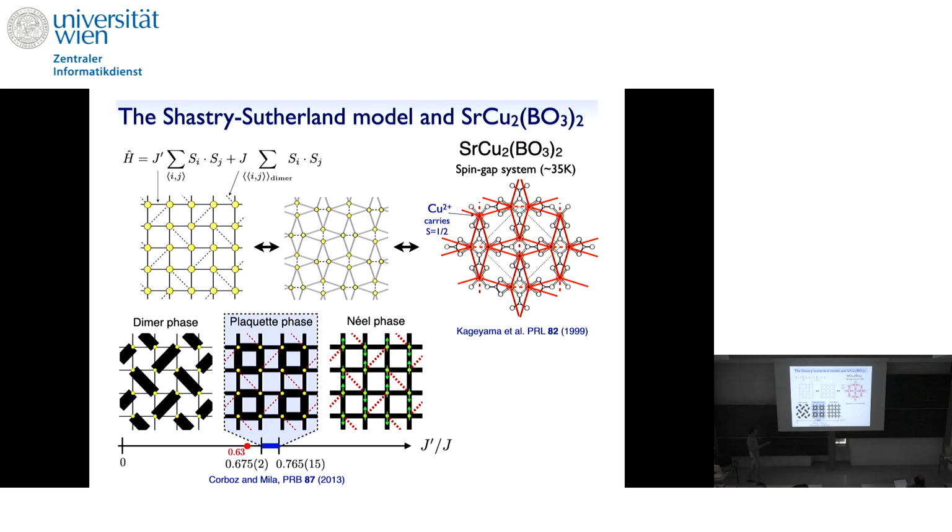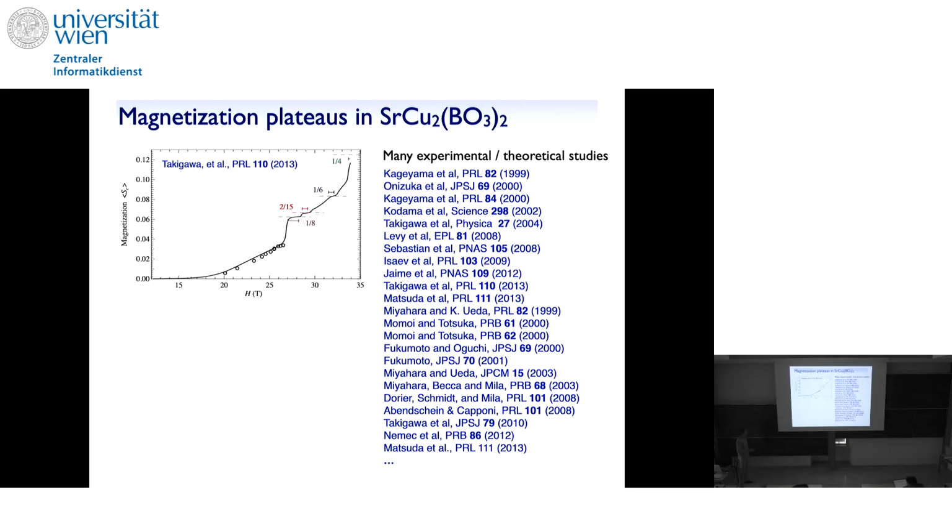Now, strontium copper borate lies in the dimer phase, but relatively close to this plaquette phase here. And one of the fascinating properties of the material is that once you put it in a finite magnetic field, it exhibits a very rich variety of magnetization plateaus. There have been many works on the theory and the experimental side to identify these magnetization plateaus.